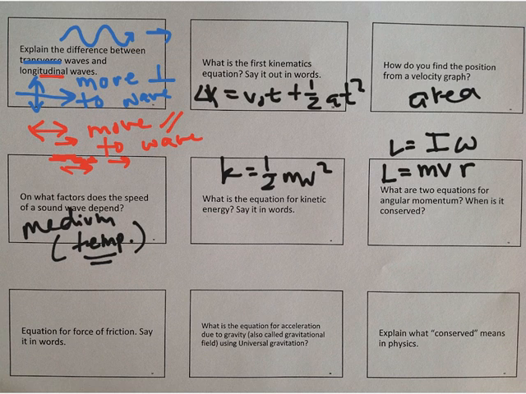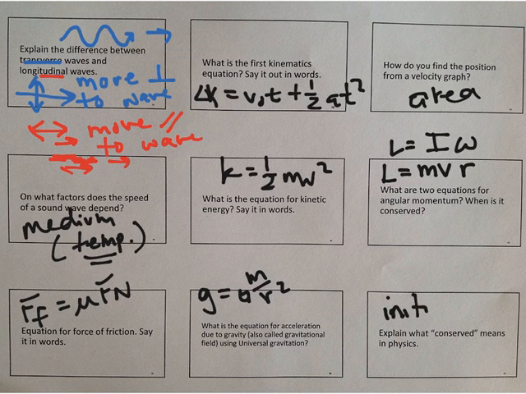Alright, so equation for the force of friction. Force of friction equals mu times Fn. Acceleration due to gravity, so that's g equals GM over r squared. And what conserved means, it means saved, or the initial state is the same as the final state.